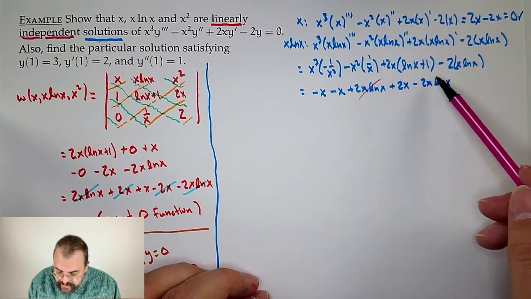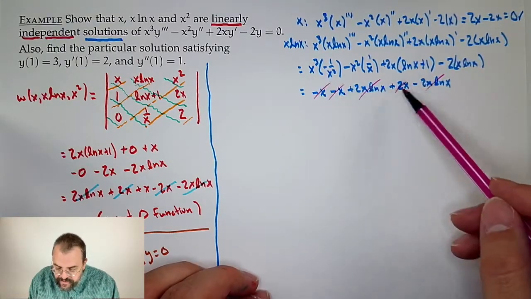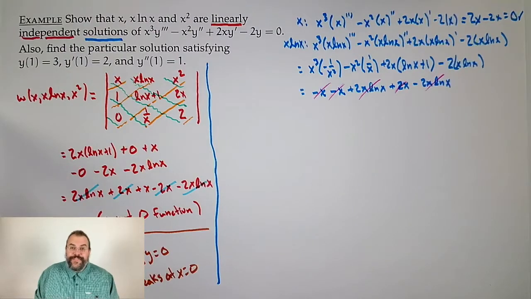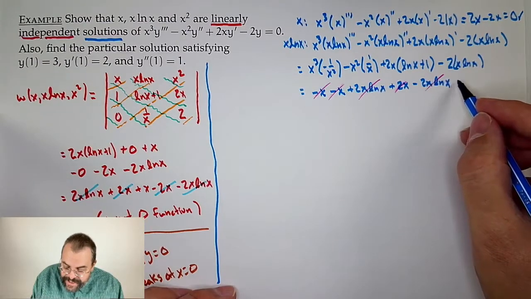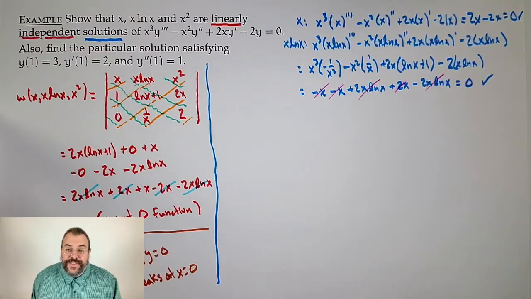Well, 2x log x is canceled. And then we have a plus 2x, a minus x, and a minus x, so they all cancel. We've done it. We've lived that good, clean algebra life, and we get 0. So yes, x log x is a solution. Whew, that was probably the tough one.